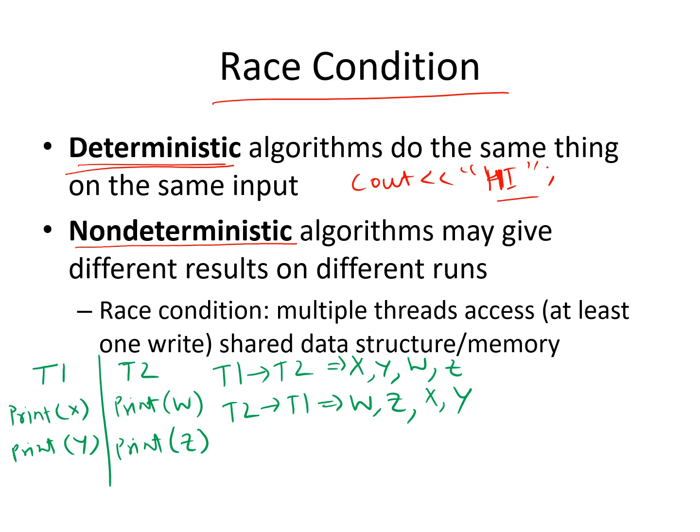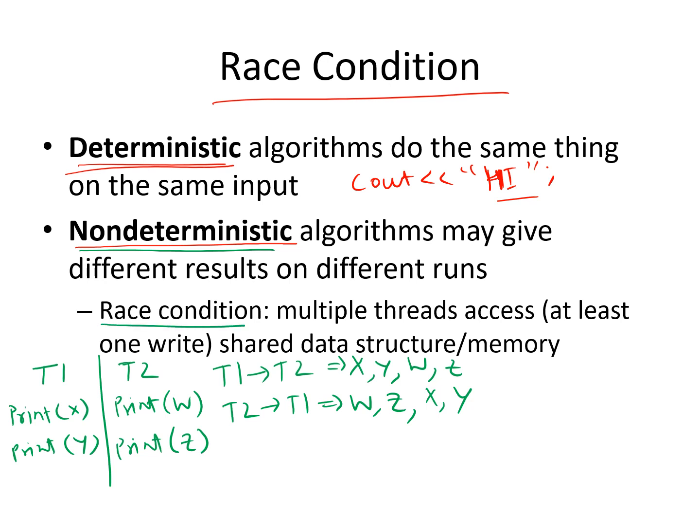Okay, and similarly there might be some other interleavings of these x, y, and w and z, depending on how exactly these threads t1 and t2 are scheduled, right? So every time you run these threads or this process, you may get a slightly different output, even though you're running the same algorithm on the same input. So this is basically a non-deterministic algorithm, a very simple example.